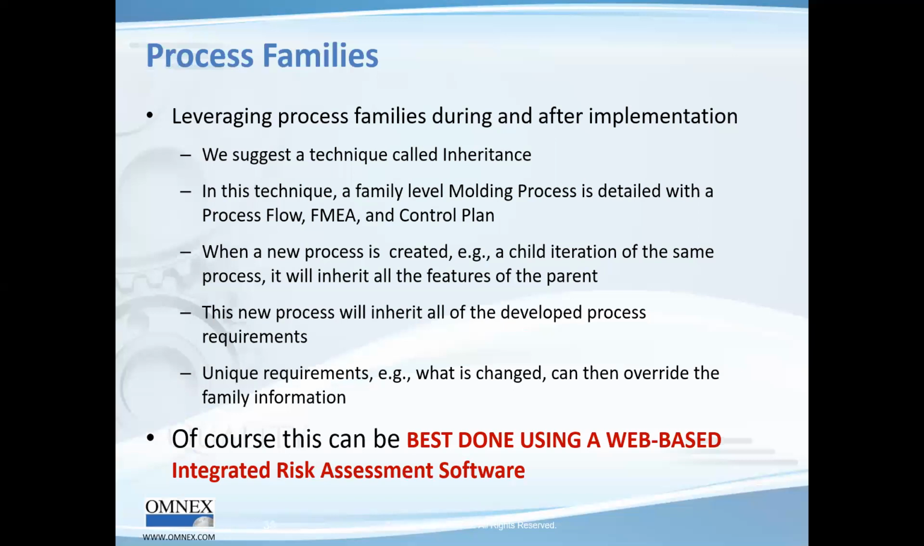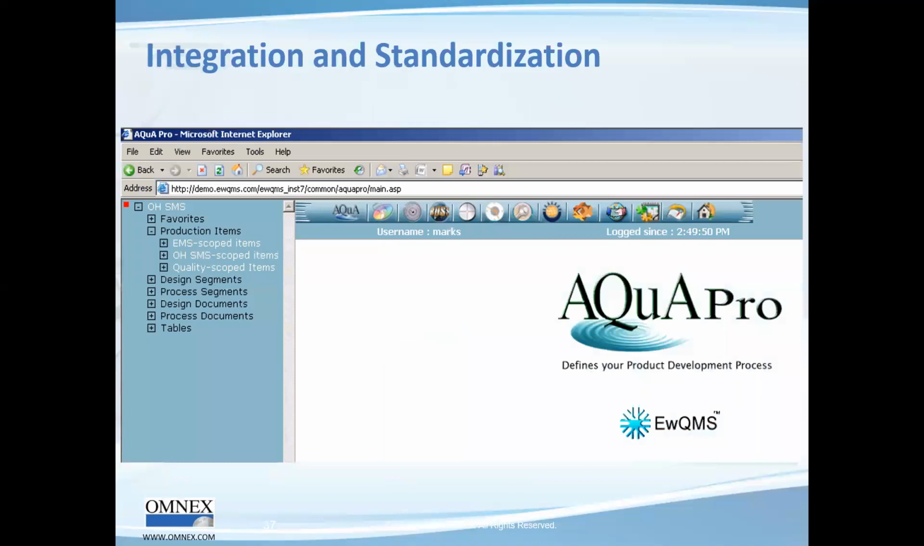Of course, this can be best done by using a web-based integrated risk assessment software. There are some out there, but the one that we recommend is the one that Omnex has developed. It's called Aqua Pro. It's part of our EW, QMS, or IMS suite of programs. And what it does is allows you to do the overall production item and then scope it out to either environmental, health and safety, or quality, or combine them all in together. So you can see what the overall system is actually doing.